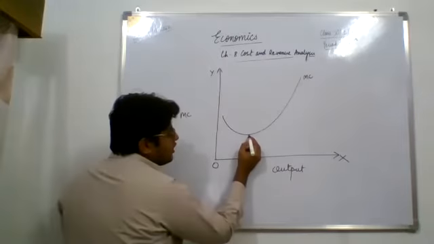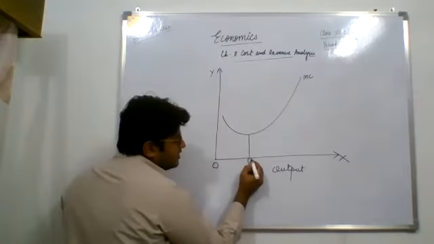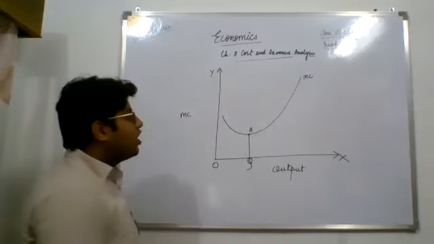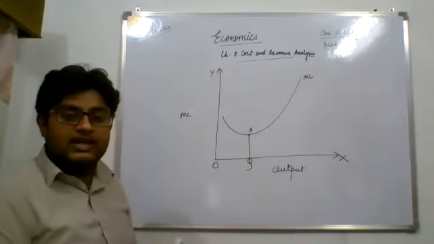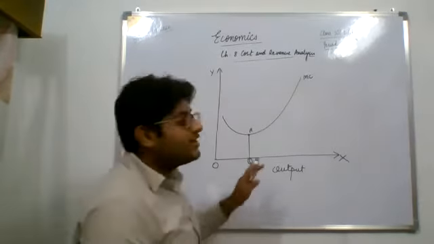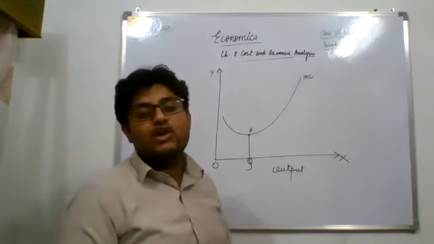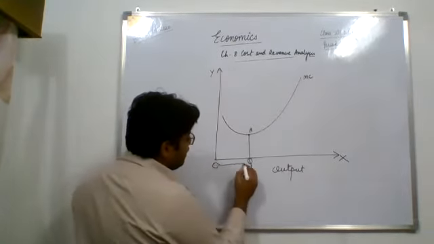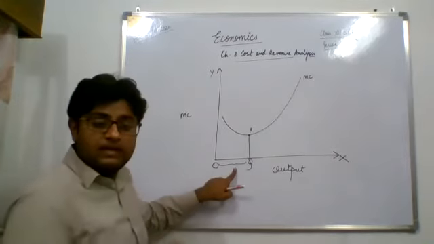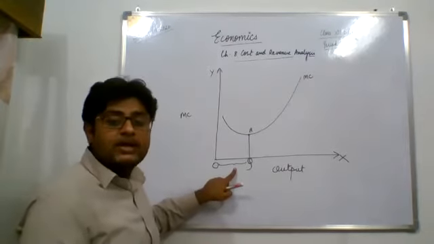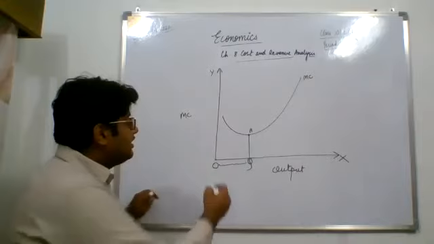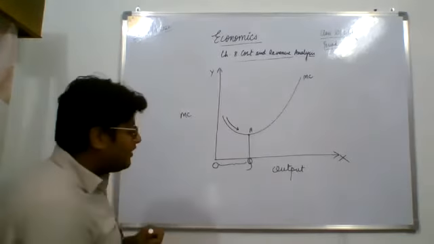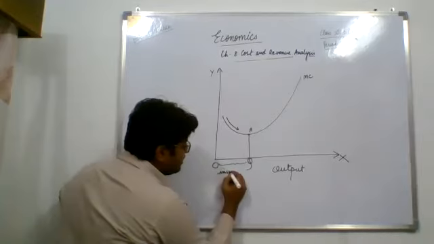And where the marginal cost is minimum, this is your optimum capacity level at point A. It is optimum capacity level. It is U-shape. And the reason behind its U-shape is the same, that is your law of variable proportion. At the initial stages, when more variable factors are employed, the productivity increases and the marginal cost falls due to the increasing returns to a factor.